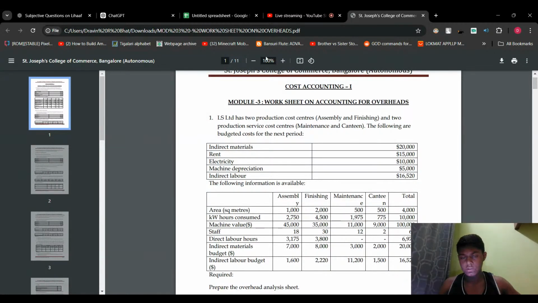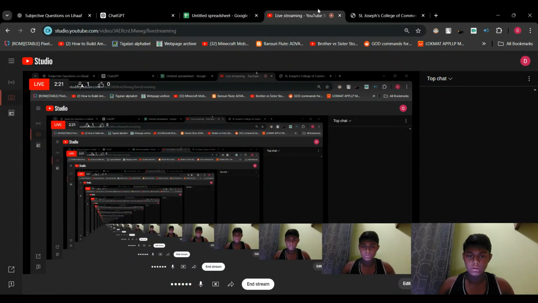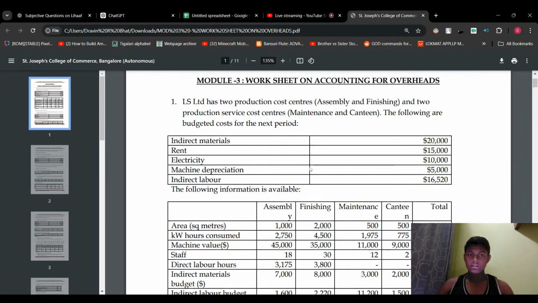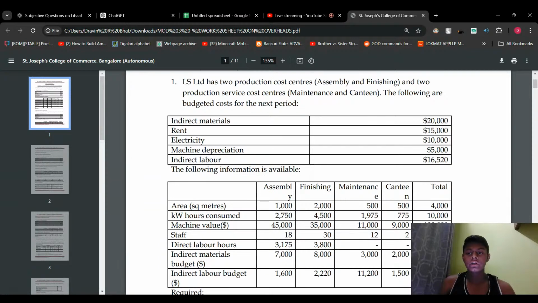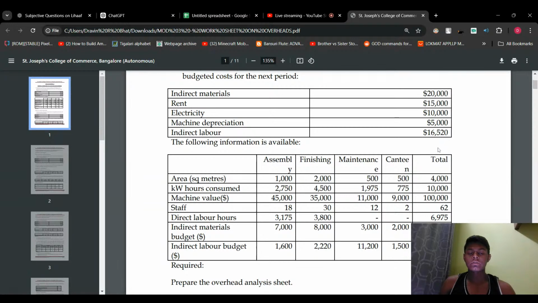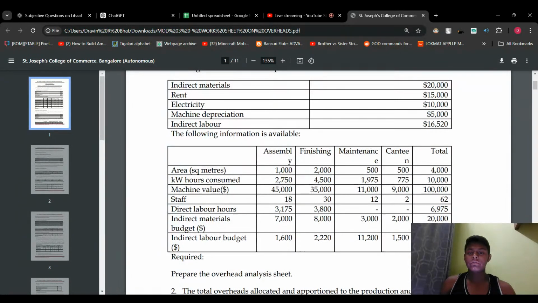First of all, LS Limited has two production centers, assembly and finishing, and two service cost centers, maintenance and canteen. The following budgeted costs are for the next period: indirect materials 20,000, rent 15,000, electricity 10,000, machine depreciation 5,000, indirect labor 16,520. The areas in which all of these things are done are given.